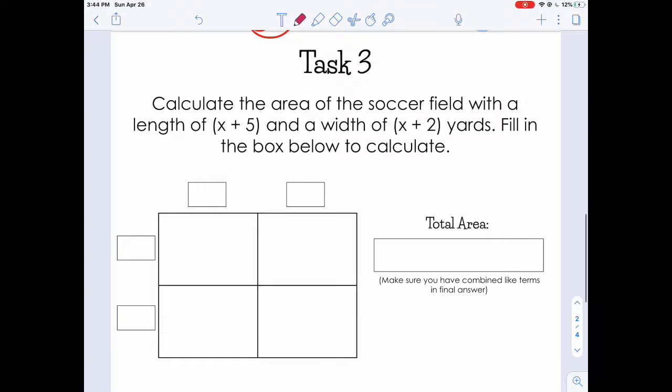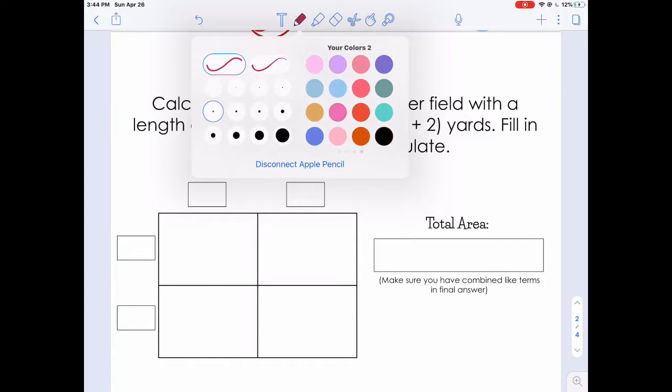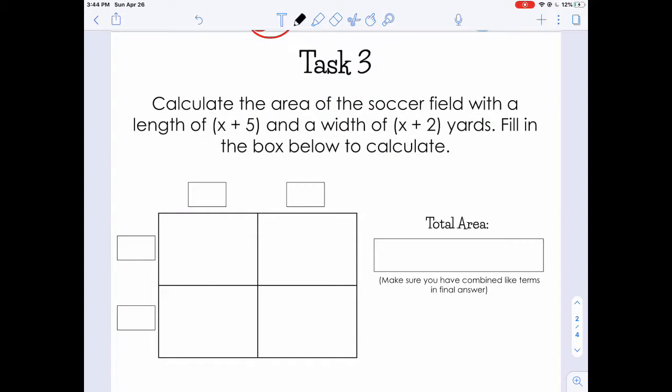Pretty similar, we're asked to find the area of a soccer field with a length of x plus 5 and a width of x plus 2 yards. And then we're going to find the total area. Okay, so when we're filling out the top and bottom boxes, it doesn't matter which one goes where.